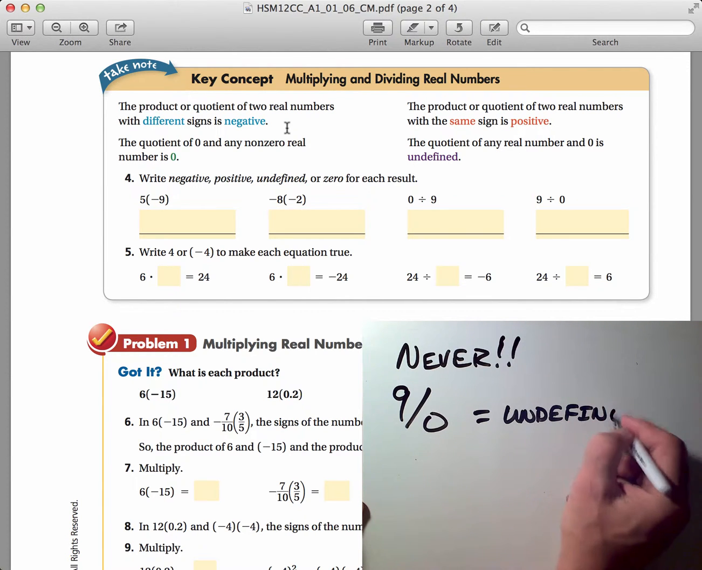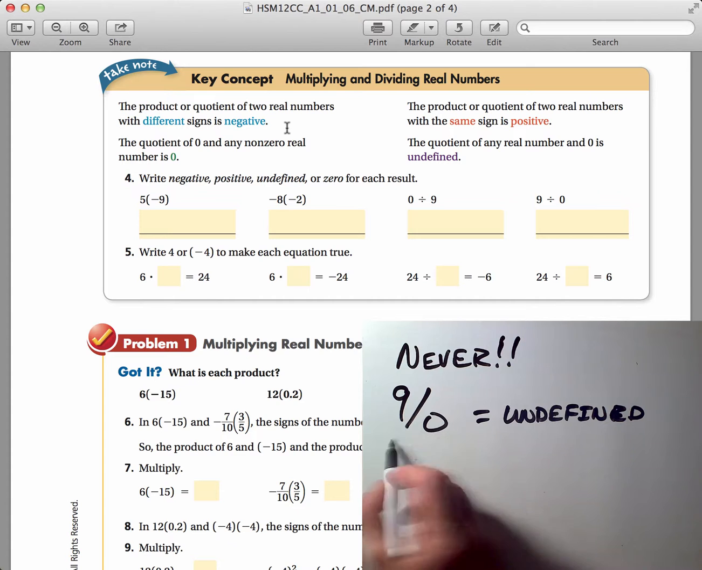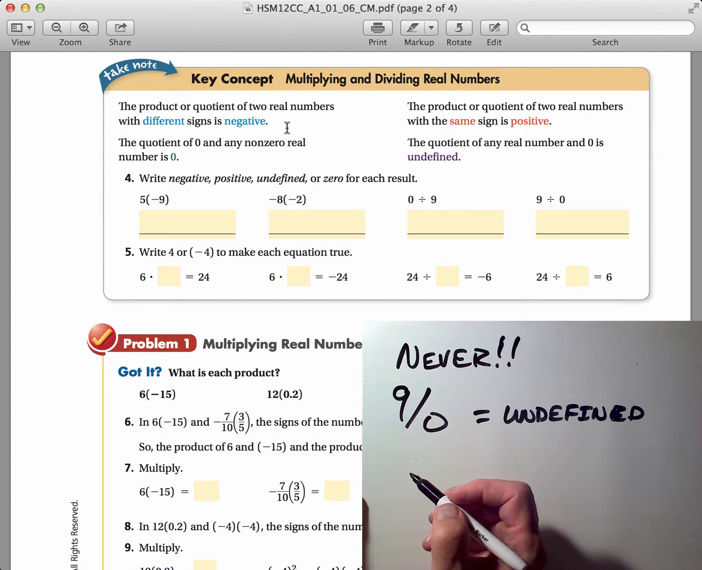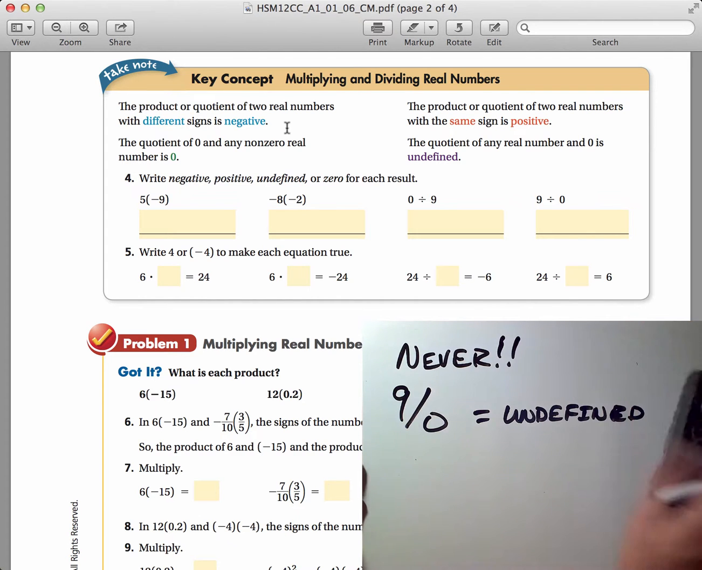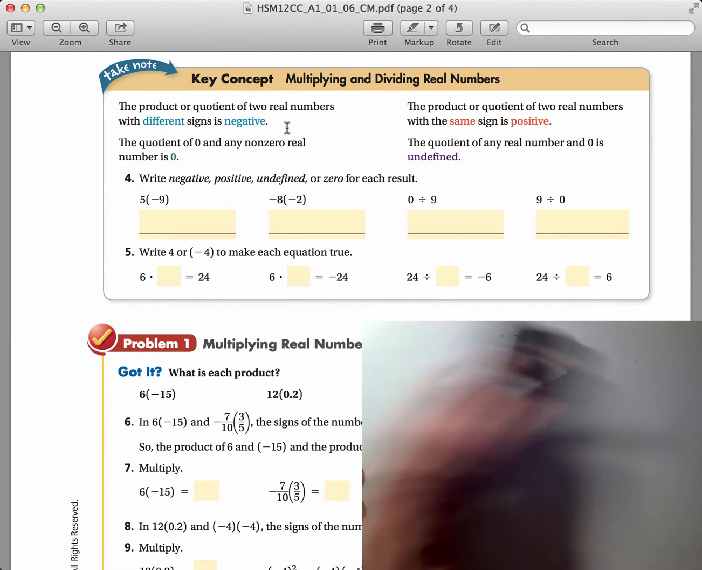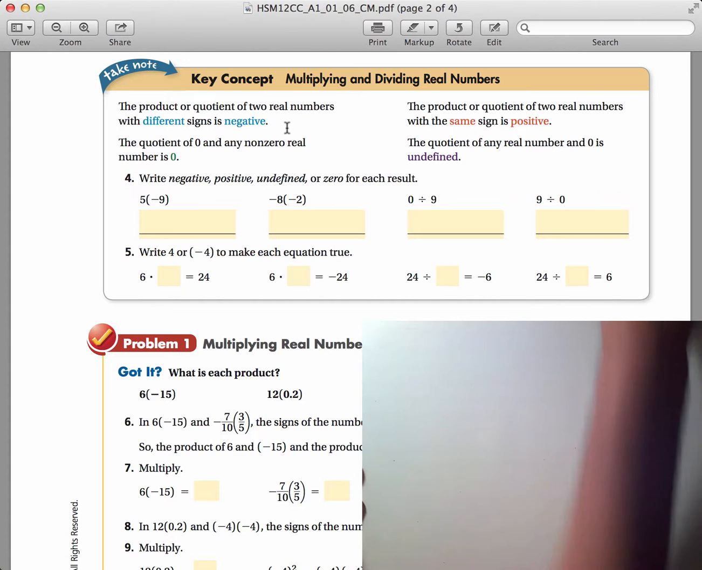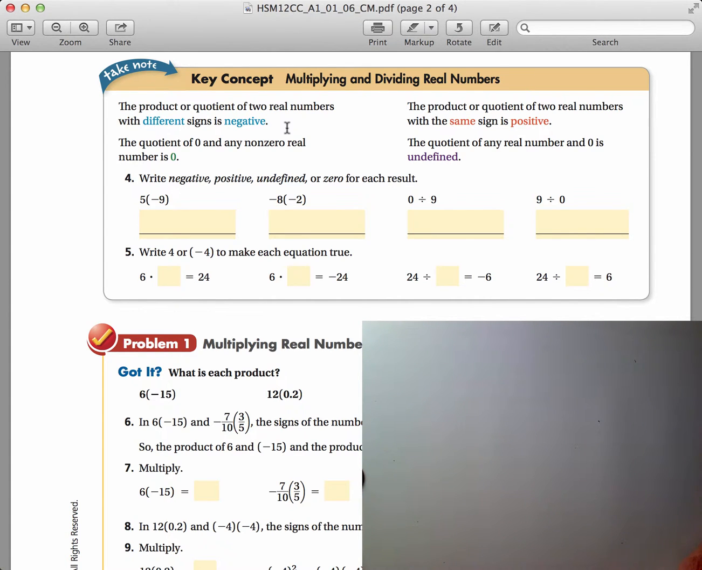Undefined. So we can never do this. We can never divide by 0. If we take a look at number 4, let's take a look at what these would represent, the signs, if we were to multiply these together or find the quotient.